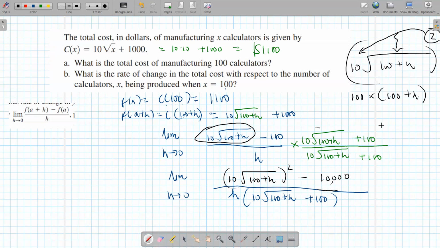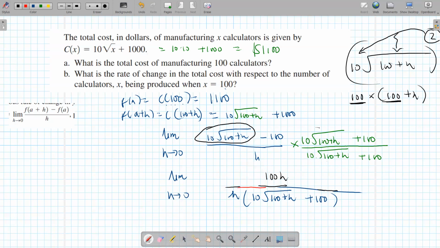You see that? Okay. So then we have 100 times 100, which is 10,000. And then we have 100 times h, which is 100h, right? Good so far? Now look at this. 10,000, 10,000 gone. Thank God. So that part is gone, and now we're only left with 100h on the top, right?